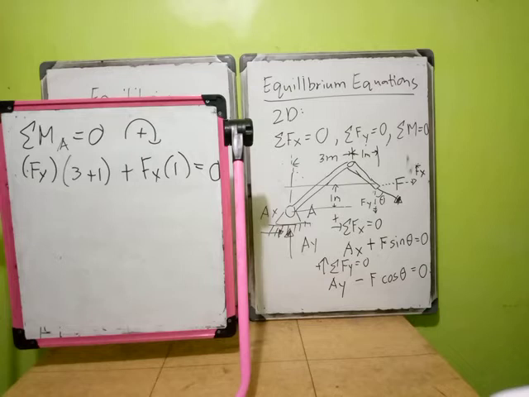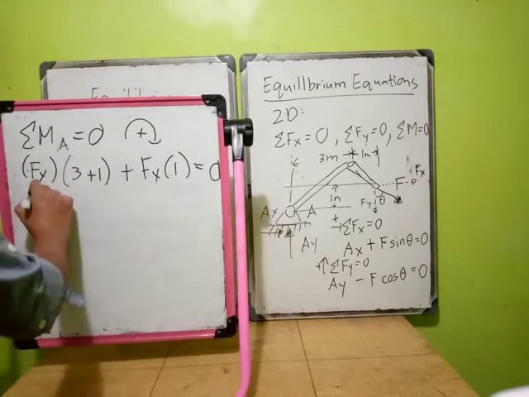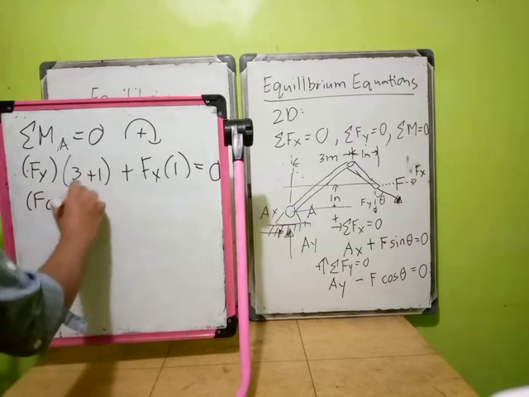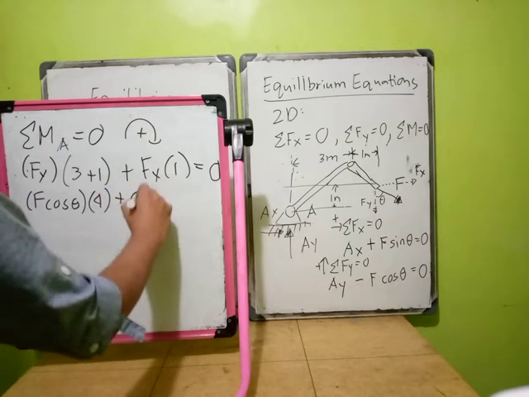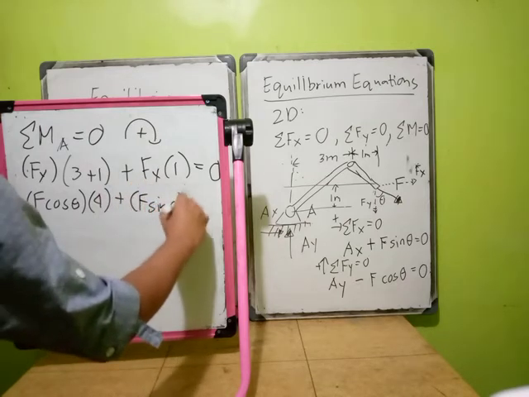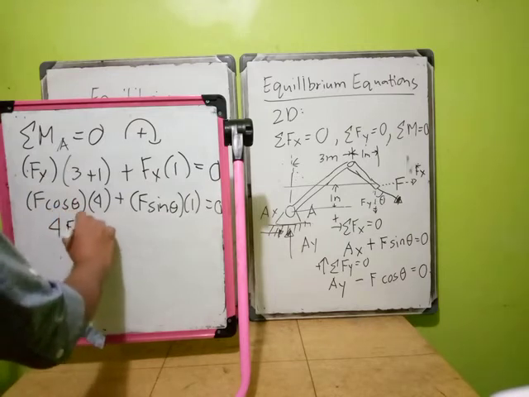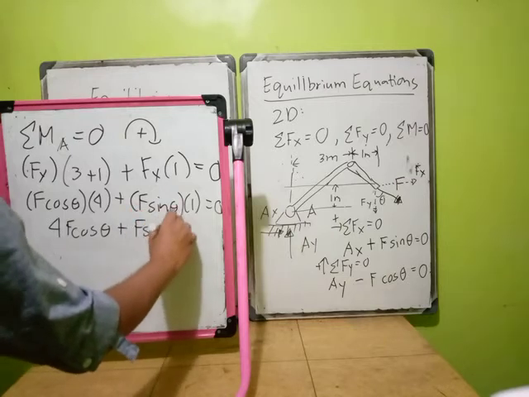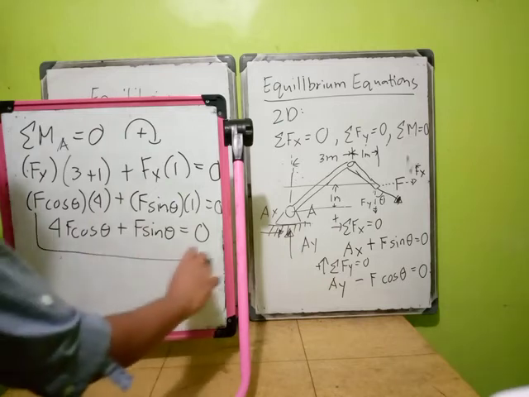So, ganyan. And then, wag nating kalimutan na si Fy is equal siya kay F cosine theta times 4. Okay, yung Fx is F sin theta then times 1. Kaya, meron kang F4, F cosine theta plus F sin theta is equal to 0. So, mabubuo mo na yung tatlong equations mo.